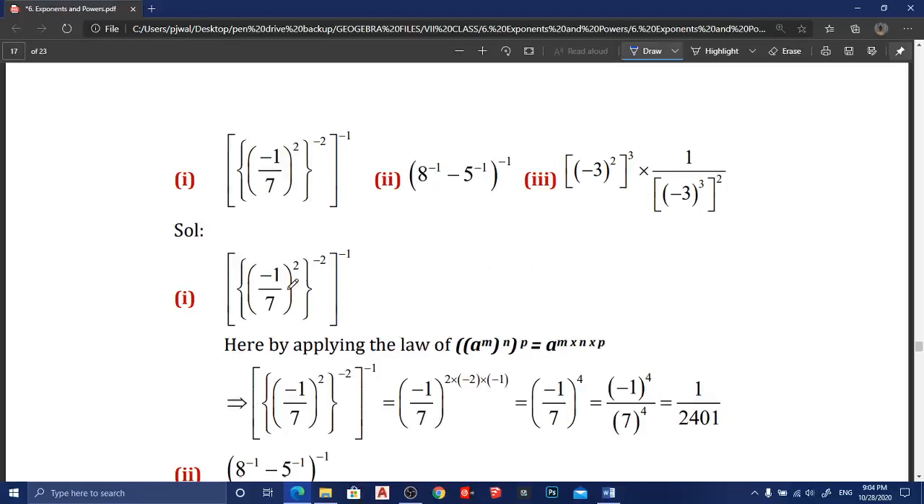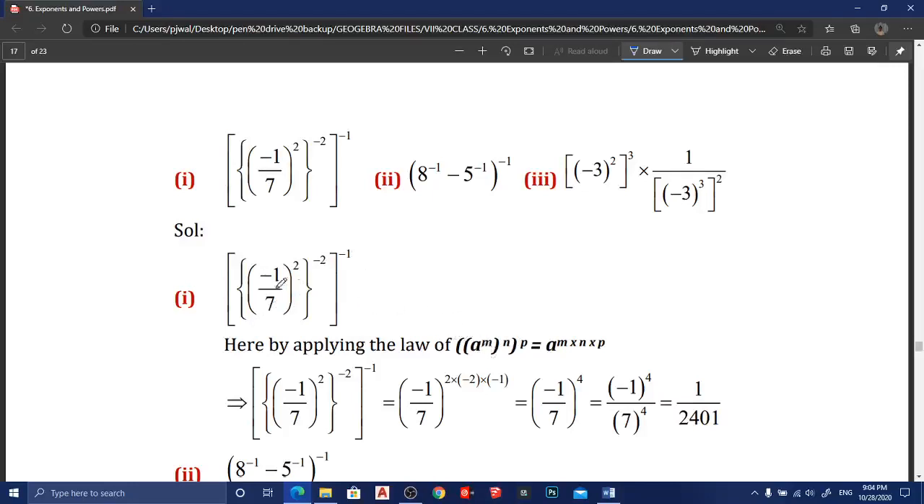Which formula do you have to apply here? Observe here, this is the base term. These 3 are the powers only. So you can apply the formula a to the power of m to the power of n to the power of p. What is the base a here? Minus 1 by 7. Whatever the base may be, don't worry. So you have to use this formula.